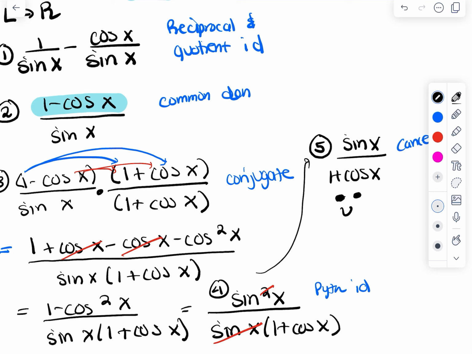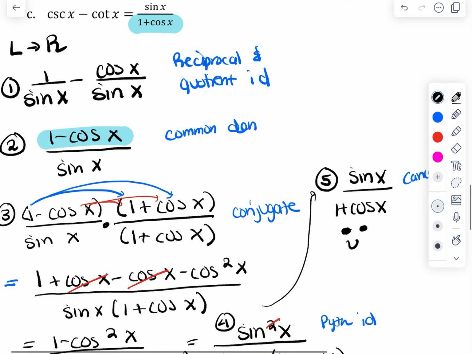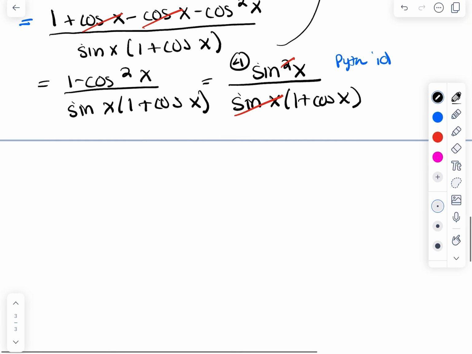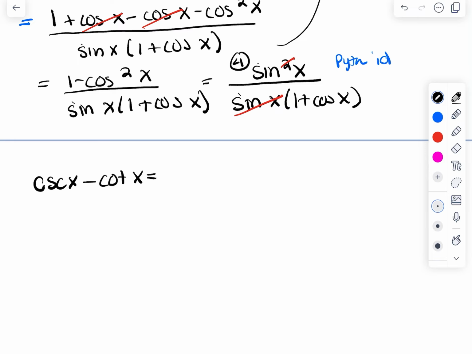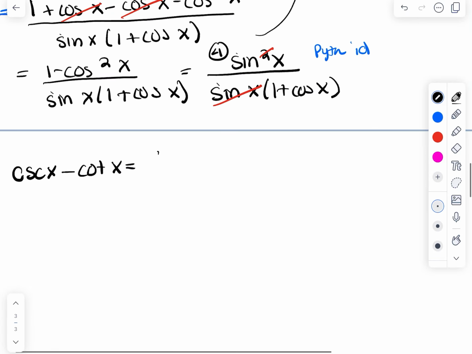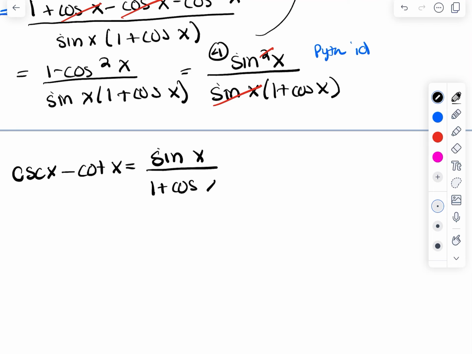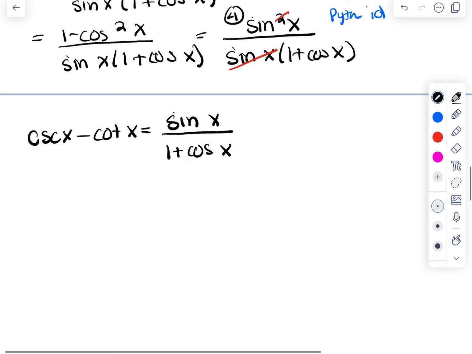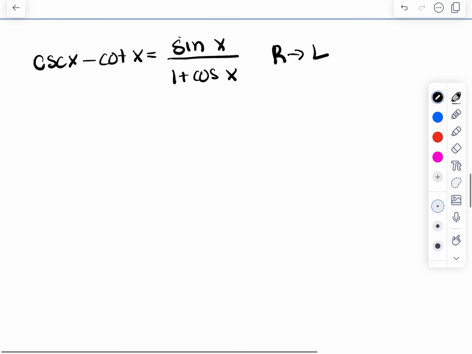Okay, as a bonus, I am going to do it the other way just to show, because I think it's good to show different ways of doing identities. So here now I'm going to go right to left. So now I'm actually going to start with this one.